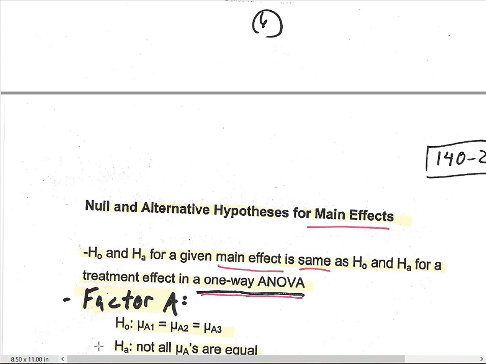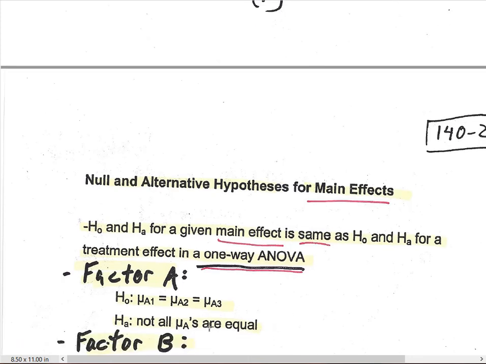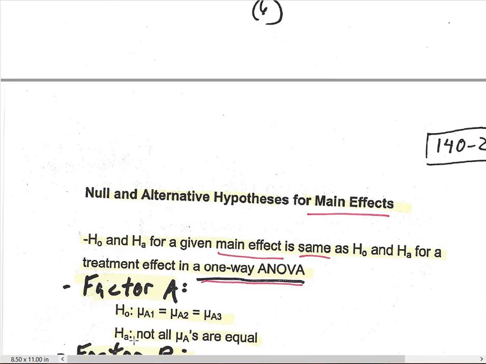How do you state the statistical alternative hypothesis for the main effect for factor A? You say, not all mu A's are equal. Not all mu A's are equal. That is your alternative hypothesis in testing the main effect for factor A. But that's only one of your factors. What about factor B? You've got to state a null and alternative hypothesis for it, and we'll do it in a similar way, except we'll use B subscripts instead of A subscripts.